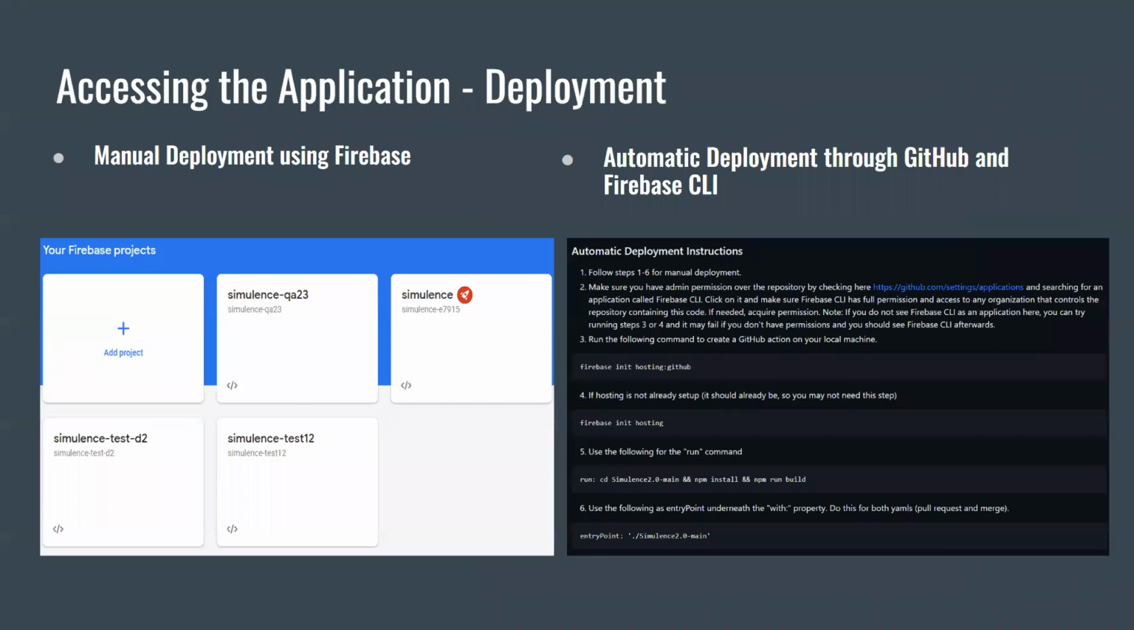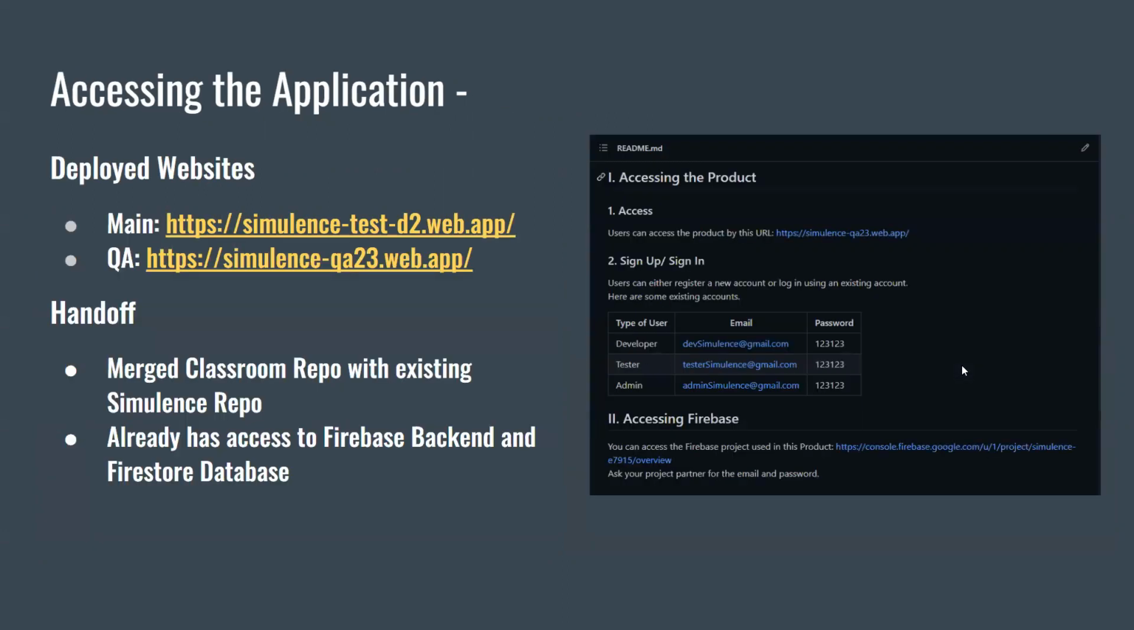We've set up both manual and automatic testing for the project. The automatic deployment was just set up and uses GitHub with the Firebase CLI. The screenshot on the right is a snippet of the complete deployment instructions from the project repository, which anyone working on the application will have access to, available at all times for the partner to see. To access the application, there are two websites where the project is currently deployed, linked to the main branch and QA branch respectively.